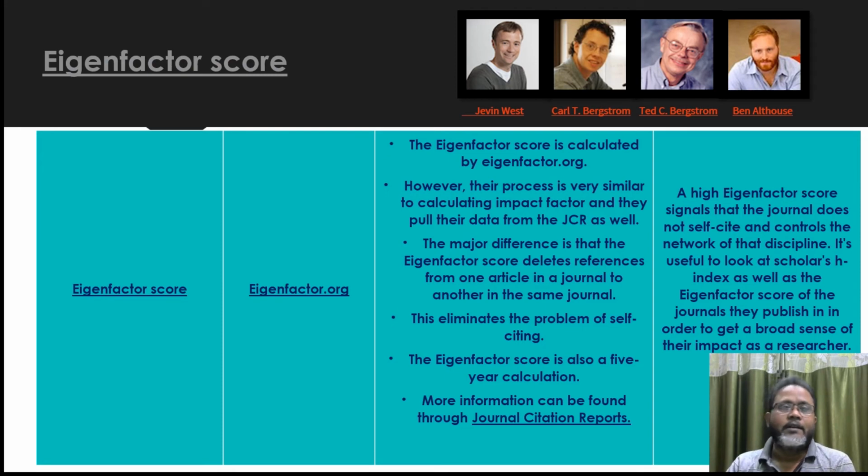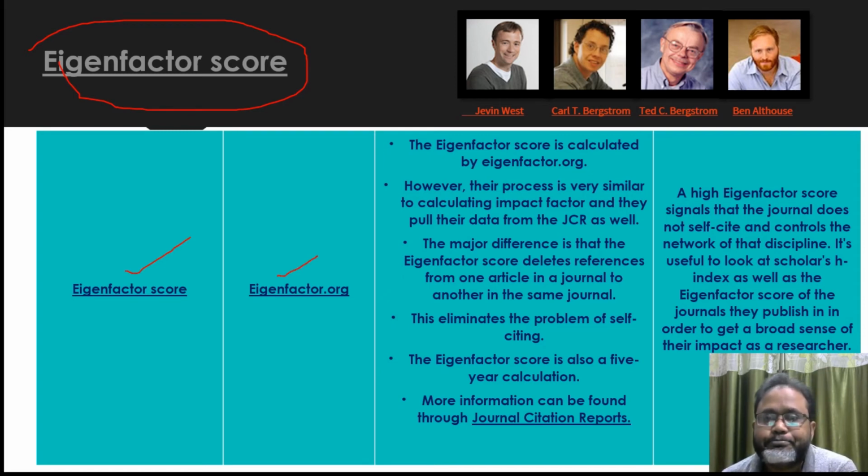Then the Eigenfactor score. This particular score was developed by these fellows: Jevin West, Carl T. Bergstrom, Ted C. Bergstrom, at the University of Washington, and they have their own site and collect data from JCR, the Journal Citation Reports, and it is calculated with the help of eigenfactor.org, and their information can be found in the Journal Citation Reports.